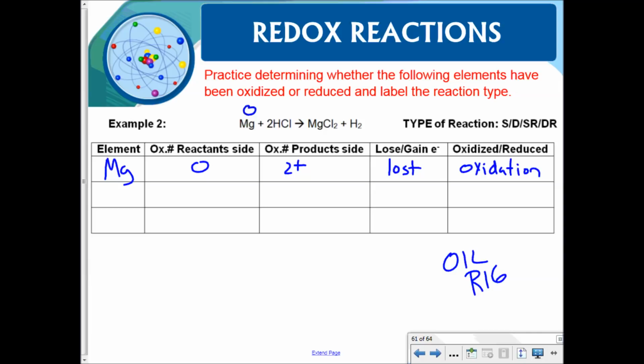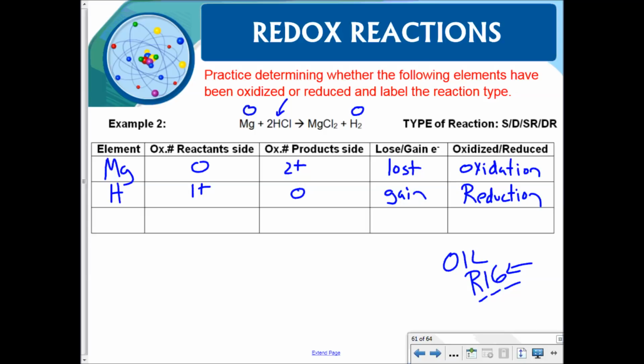Then we look at hydrogen. Hydrogen right here is a 1 plus charge. On this side, it's by itself, so it's a 0. So if it goes from a positive to 0, it had to have gained electrons. And when you gain electrons, okay, you're going to be reduced. Reduction is the gaining of electrons, so you get reduction here.